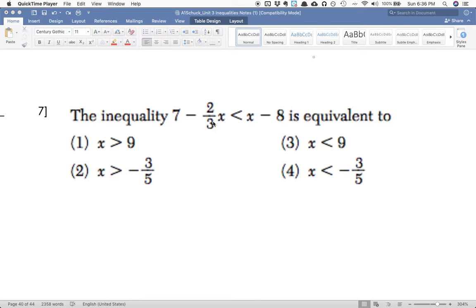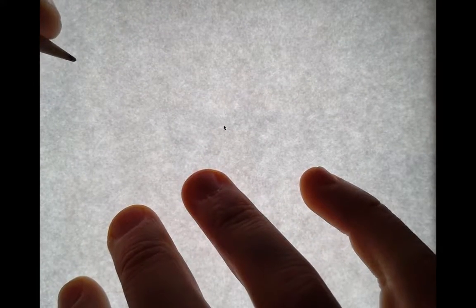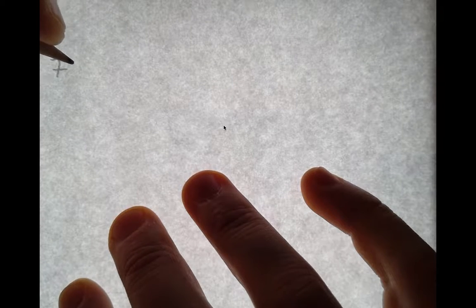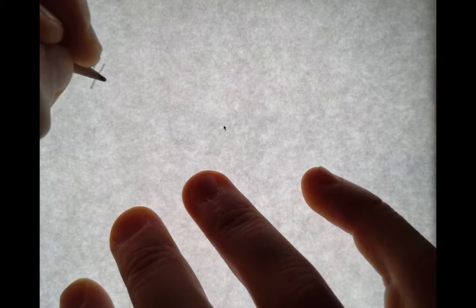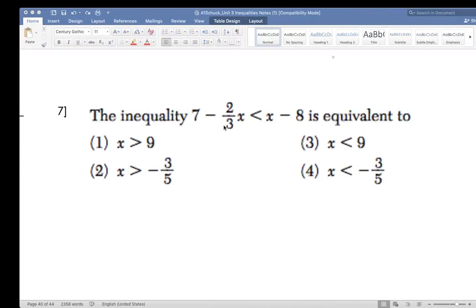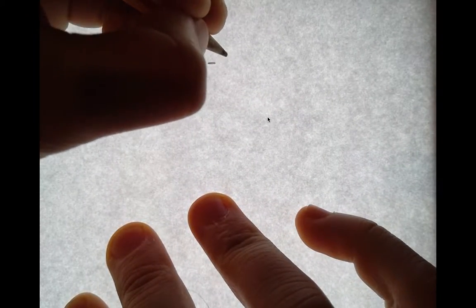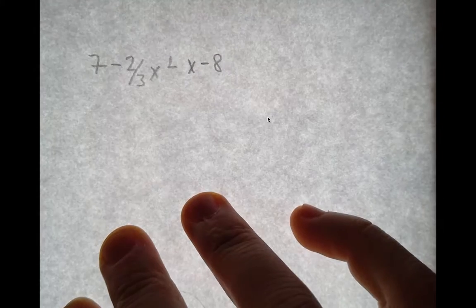People aren't going to like this too much because of this fraction, but you got to deal. You got to figure it out. So I've got 7 minus 2/3 x less than x minus 8.